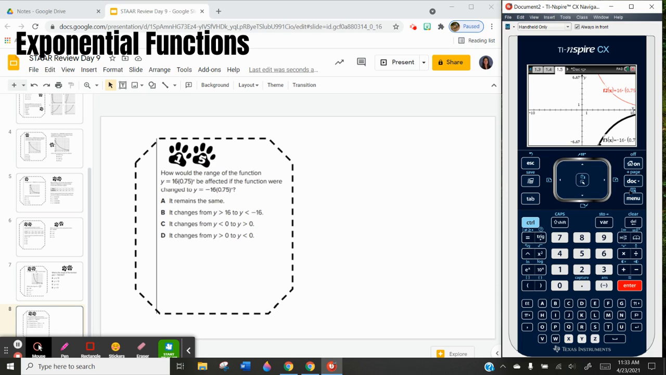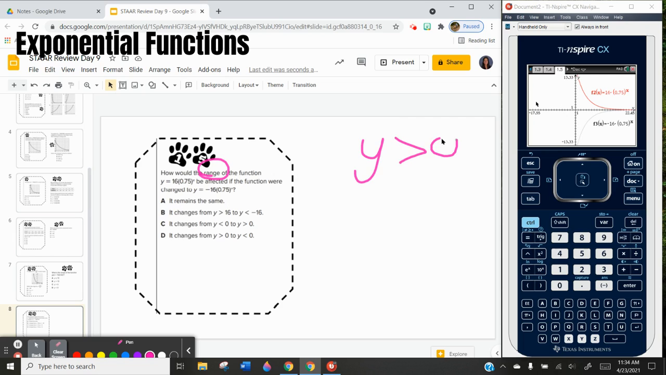Okay, so here we have both of our graphs. I'm going to zoom out a little bit so we can see it a little bit better. And you can see your two graphs. The first one, the red one, is the positive 16. And then the one underneath it is the one that has the negative 16. So what they're asking us is how does the range, remember range is how far up and down, how is that affected? Well, if you look at it, the first one are all y's above the zero because that whole graph is above the zero. The next one, if you look up and down, it's all y's below the zero.